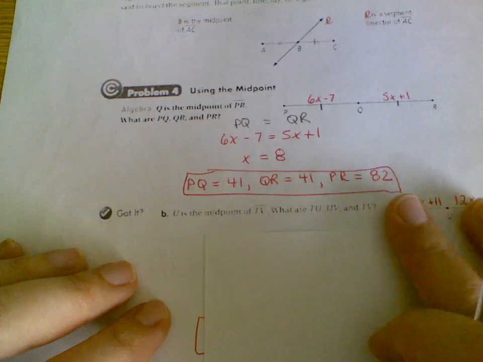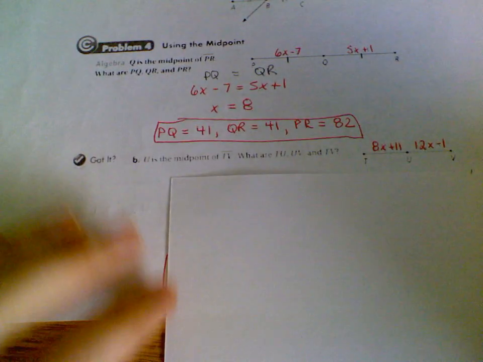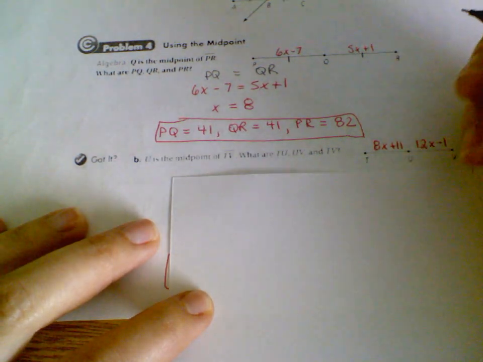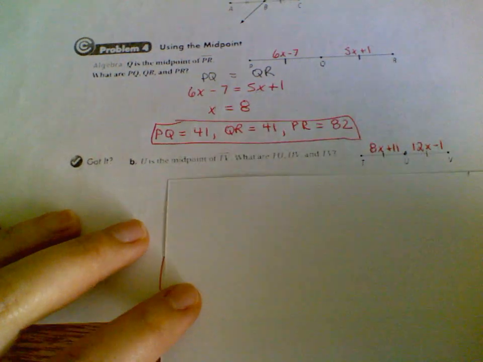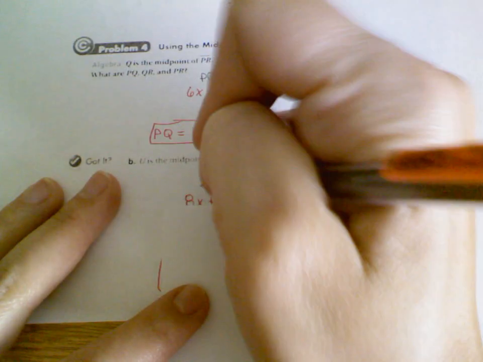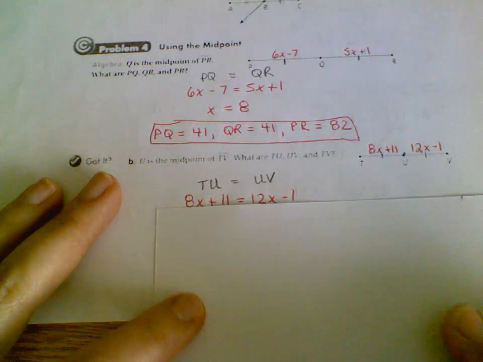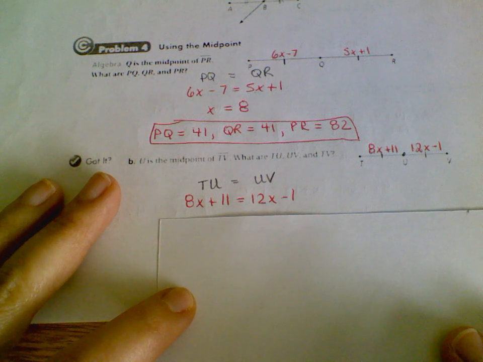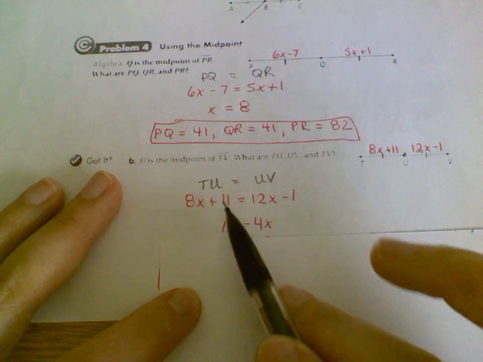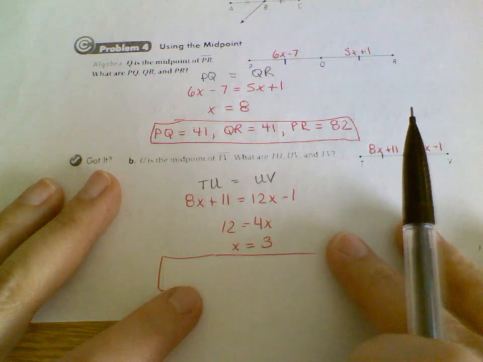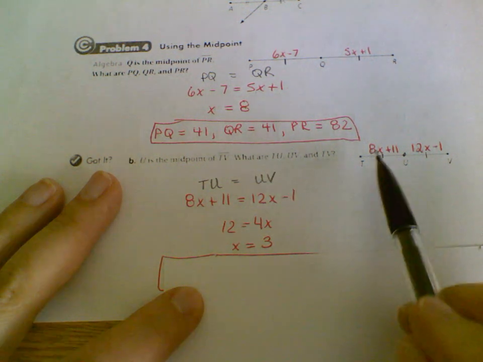All right, you're going to pause the video one more time and try the midpoint on the last question. So it tells you that U is the midpoint. So that means that TU is congruent to UV. So I can write that out if I want to. And then I can just plug in those expressions to help me solve. So then I would subtract 8x from over here, add 1 to over there, and then divide and end up with x equaling 3.